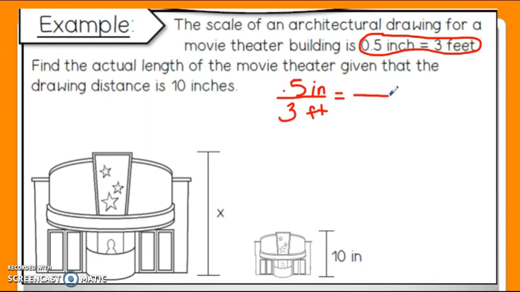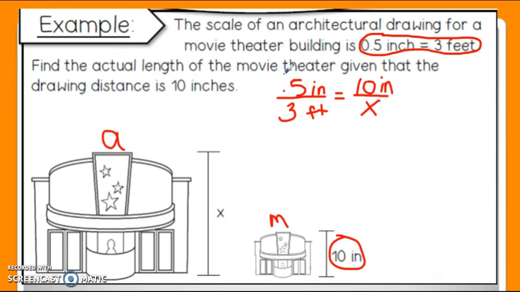And I'm going to make it equal. What's equal on the other side? My inches have to stay with inches, and I'm comparing my model, which is right here, to the actual size of the theater. So my model is 10 inches. I'm going to write 10 inches up at the top of the fraction. I'm looking for the actual length of the movie theater. So that will be my x.